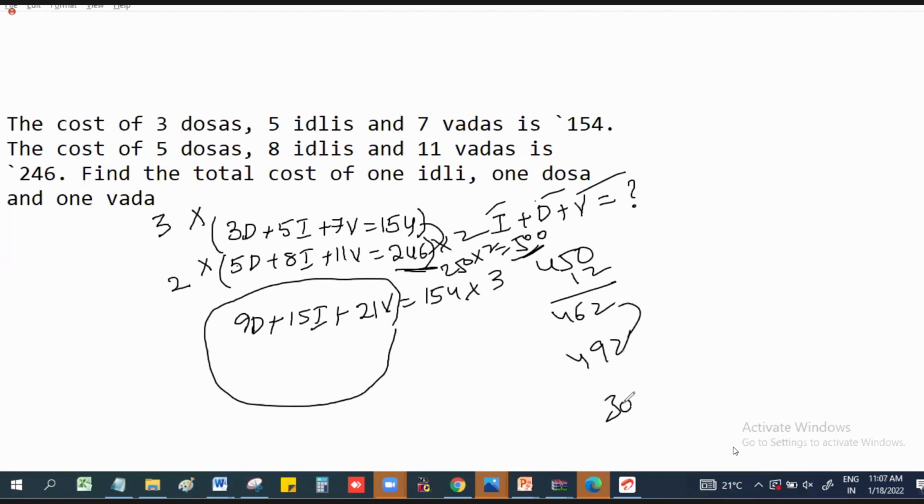What was the difference? 30. So the answer for this question is what? 30 rupees. That's what you need to understand.